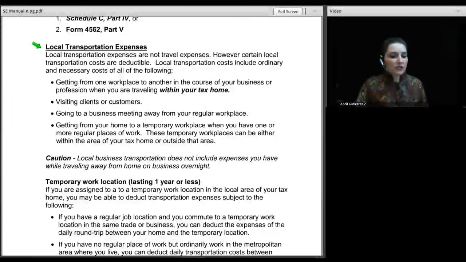Starting with local transportation expenses. Local transportation is never deductible. However, certain local transportation costs can be deductible if they are not part of commute. So local transportation expenses are not travel.